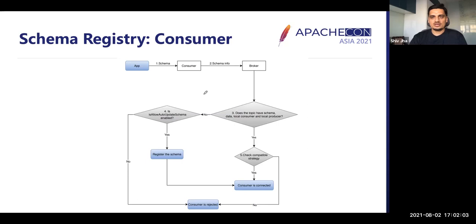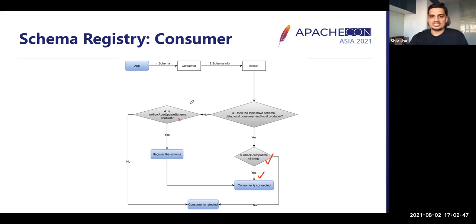On the consumer, when the app comes up, it tries to connect the consumer to the broker. Again, the consumer gets the schema information. It checks whether the schema of the data that it wants to consume, the local producer and consumer, are all there. If they're all there, then it will check the compatibility strategy, and if everything in the new schema is compatible with the old ones according to the compatibility rules, then it is passed through.